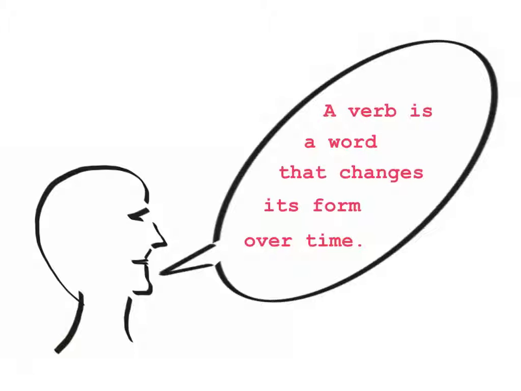However, there might be a more useful or simple way to identify a verb. You can think of a verb as a word that changes its form over time. So if you take a noun like cat, its form does not change over time. Its form changes only depending on whether we have one cat or 3 cats. But a verb changes with regard to time.